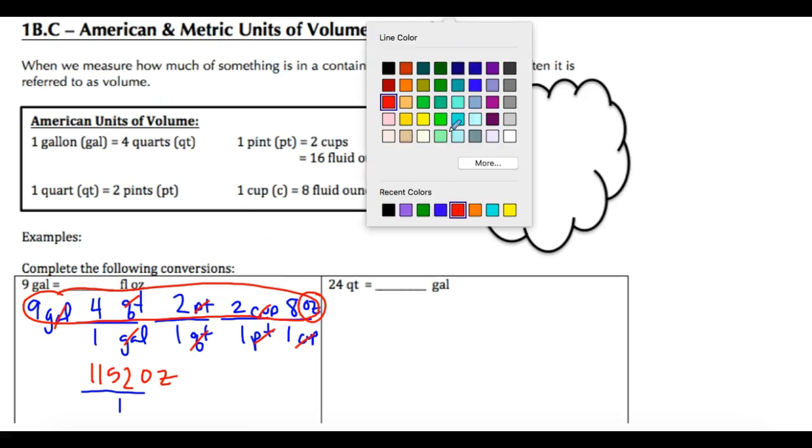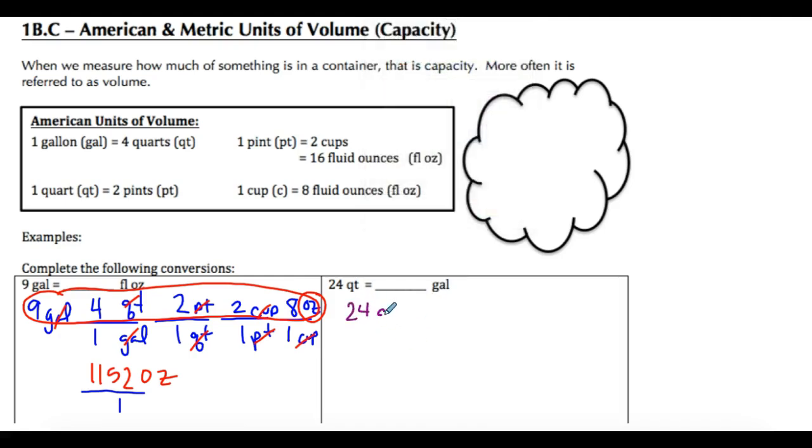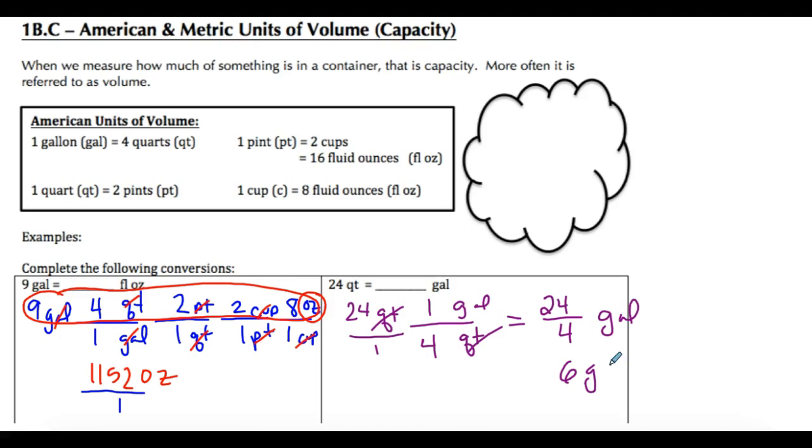Okay, let's try the next example. We have 24 quarts, and we're trying to get to gallons. So I'm going to put quarts here. Quarts can either go to pints, or quarts can go backwards to gallons. We see that 1 gallon is 4 quarts. If I put that over 1 and multiply straight across the top, I get 24 over 4. Quarts cancels with quarts, and I'm left with gallons. 24 divided by 4 is 6. So 24 quarts is 6 gallons.